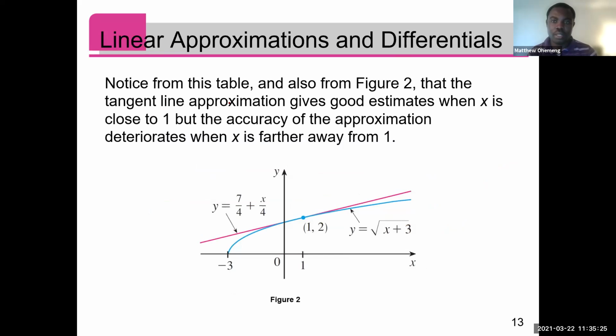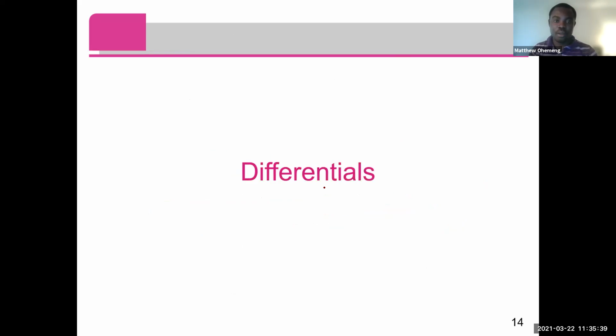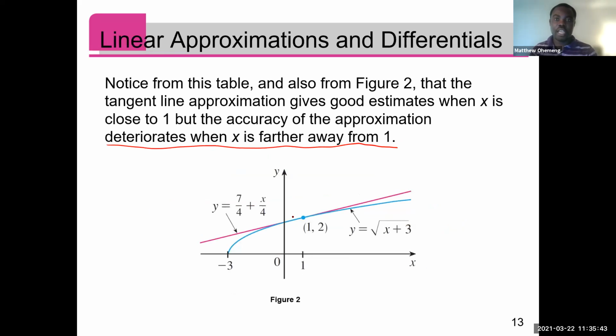Okay, so notice in this table that the tangent line gives good estimates. And it's still saying that it deteriorates when x is far away from 1, which is the point of tangency. If you move farther and farther away, it deteriorates. Okay, now that's all on the linear approximations.